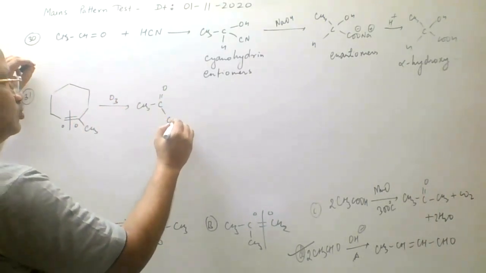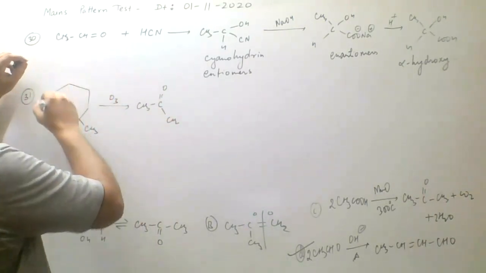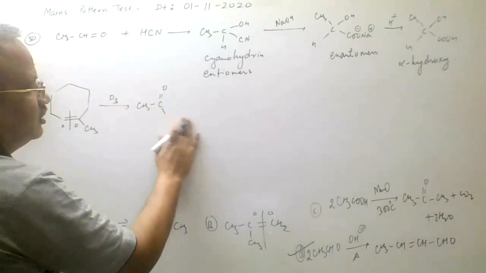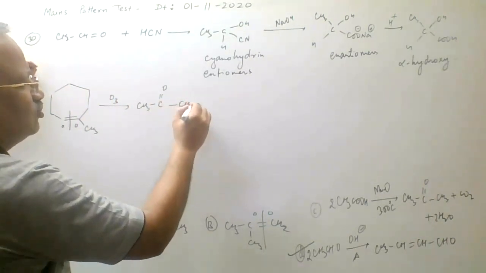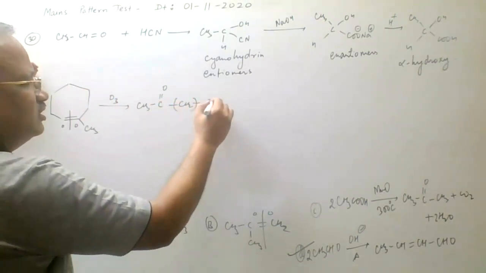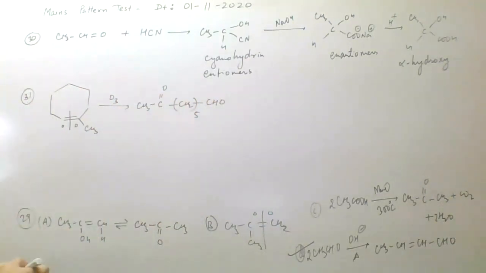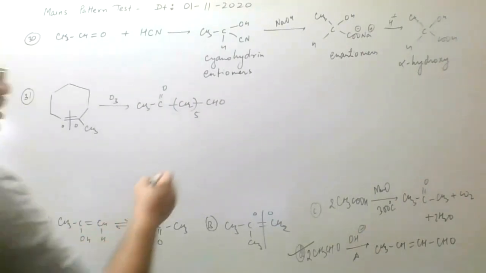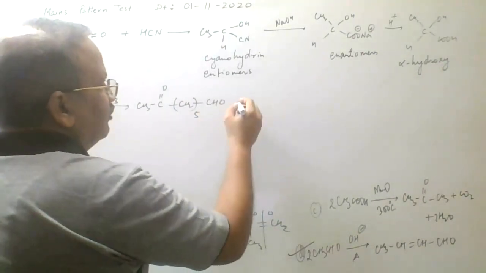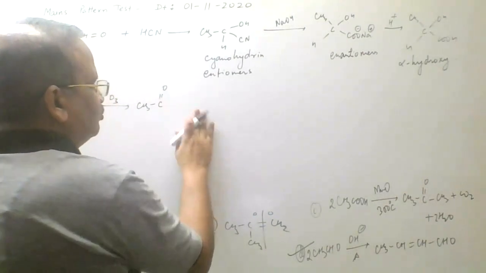Then CHO. That is the product we get. Now with dilute base and then heating, it will be an aldol condensation reaction. In the aldol condensation reaction, I will get the ring, because it should be like this.